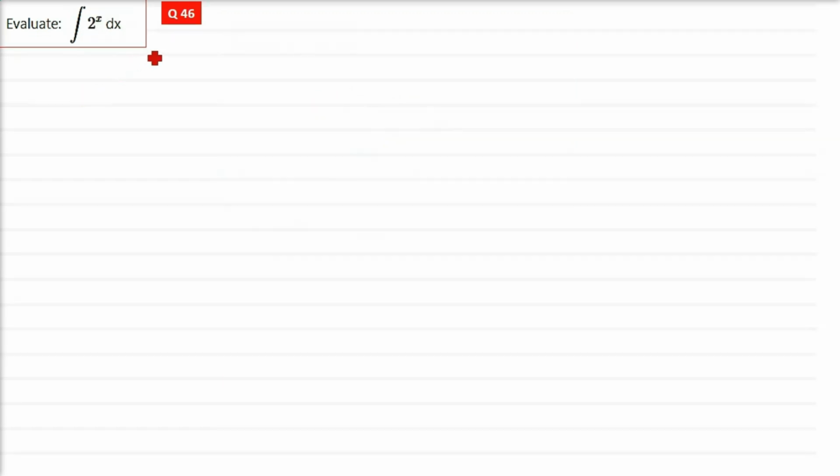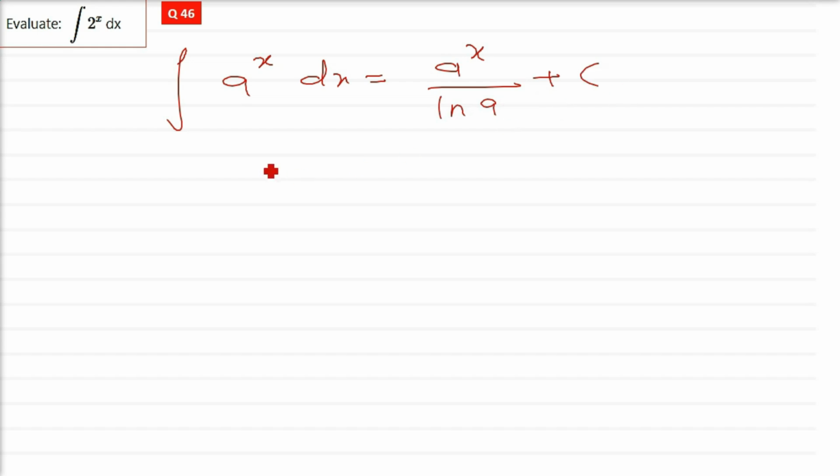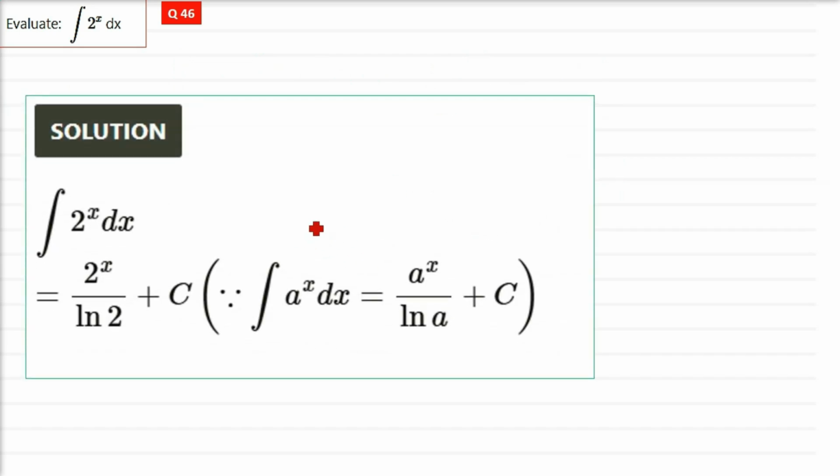Now this is also a direct formula, that is, if you integrate a raised x, this will give you a raised x divided by ln a plus a constant of integration. Now what is a here? It is 2. So in this, just replace a by 2. So 2 raised x divided by ln 2 plus a constant of integration. That's your final result. Now this is a direct result as I just suggested. This is how you're going to do it.